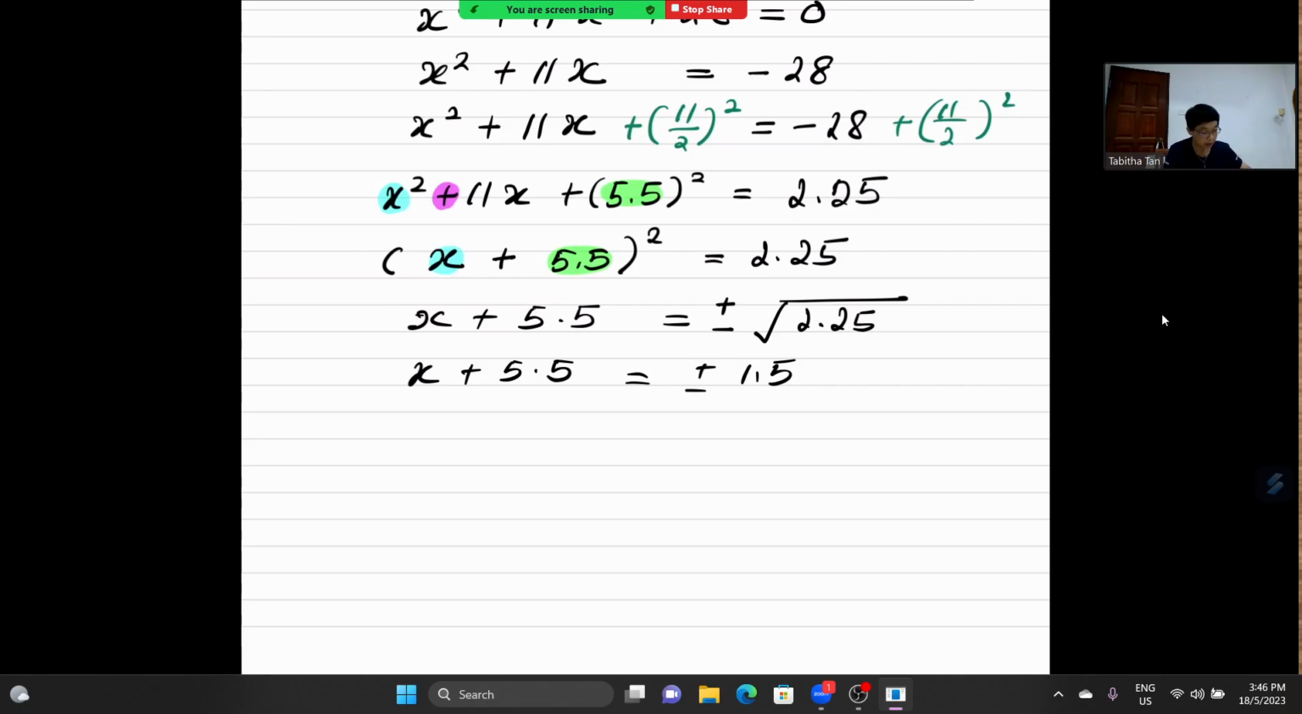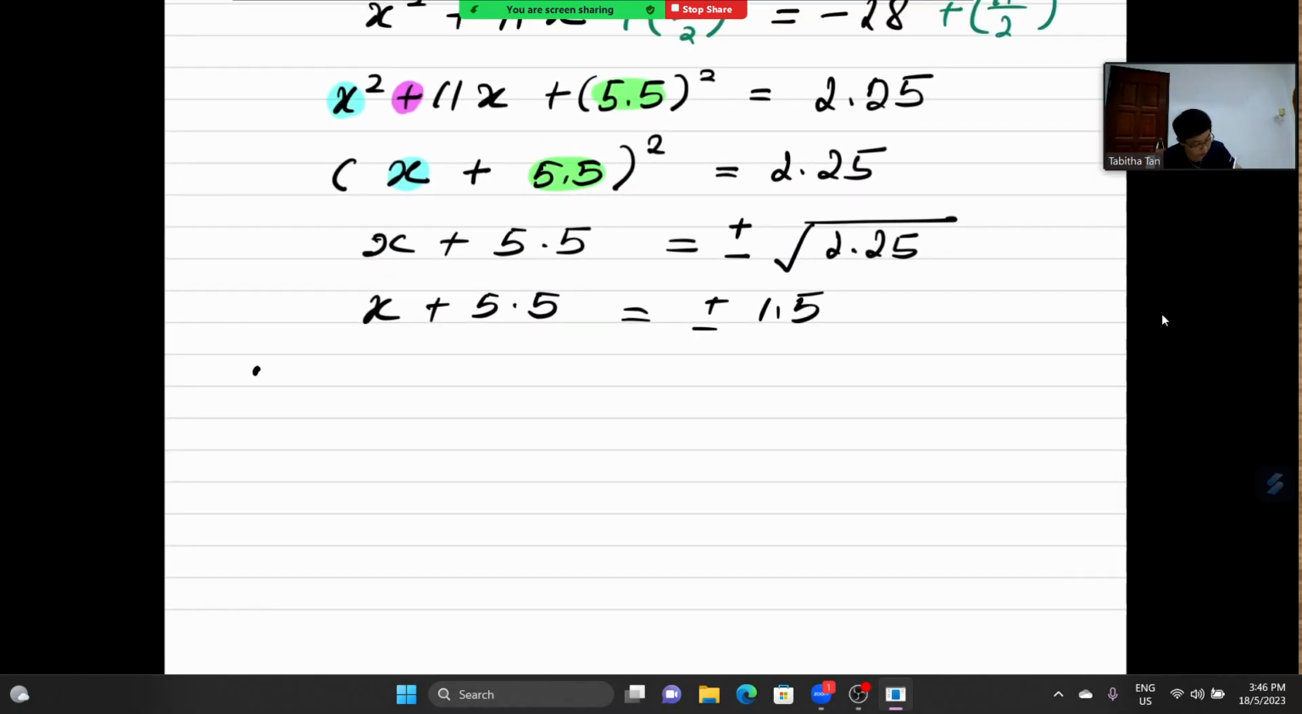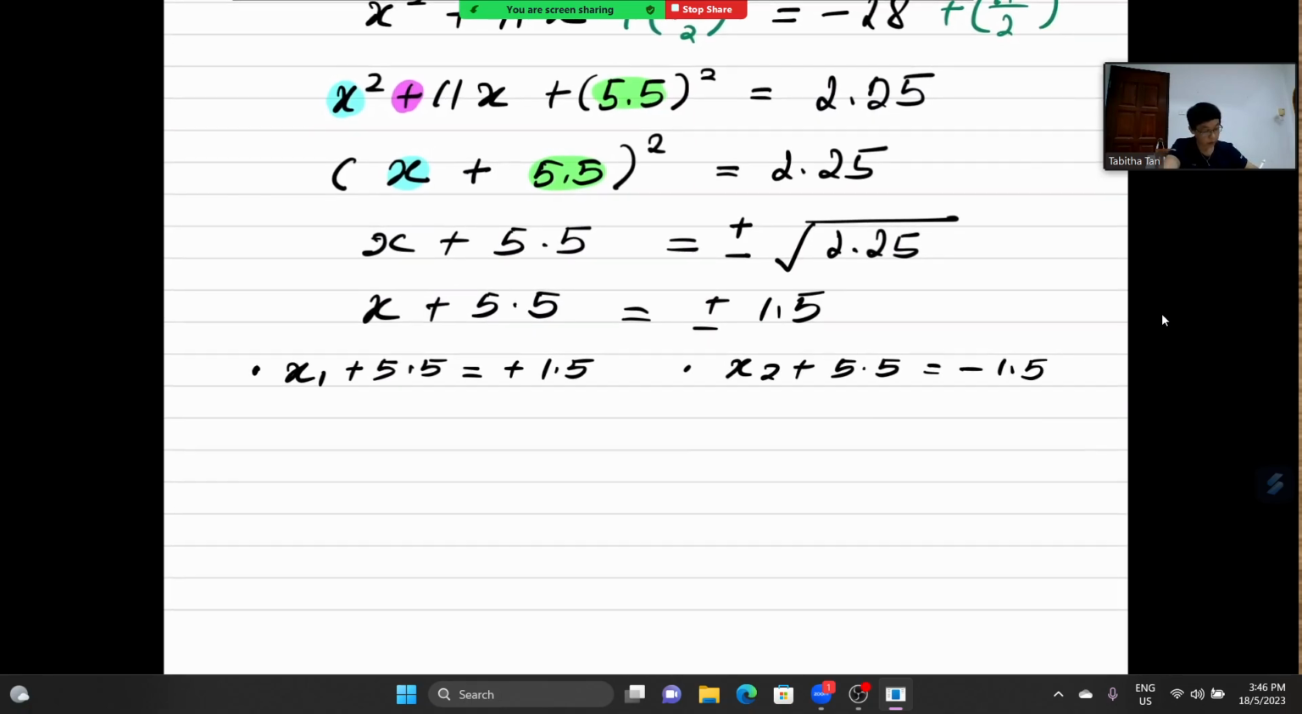Now we can split the solution. First, we can split it to x1, where we equate that to the positive version of 1.5, and we can split this into the second version, equated to the negative 1.5 version. So I'm just going to show that. This positive 1.5, you equate that, and the negative 1.5, you equate to another linear equation.